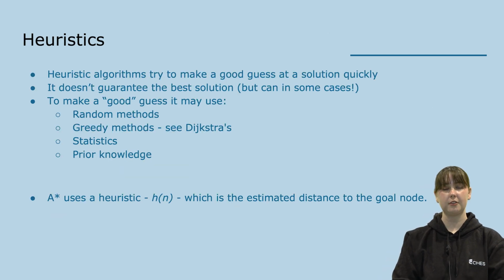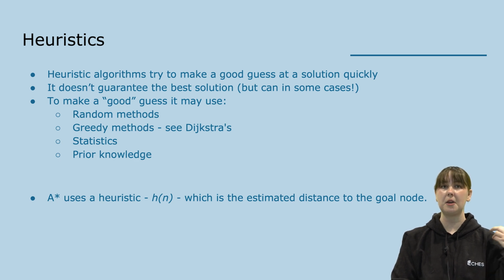So, heuristics. A heuristic algorithm tries to make a good guess at a solution quickly. So that's all that it really is. It's just a good guess. Now, it's not a bad guess, it's a good guess. But it doesn't guarantee the best solution. A good solution, but not the best solution. Sometimes it does guarantee the best solution. In one of those cases, we have A-star does guarantee the best solution.